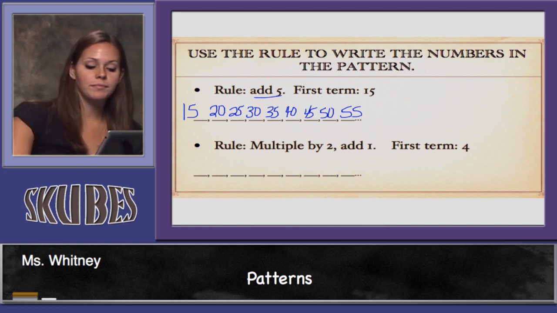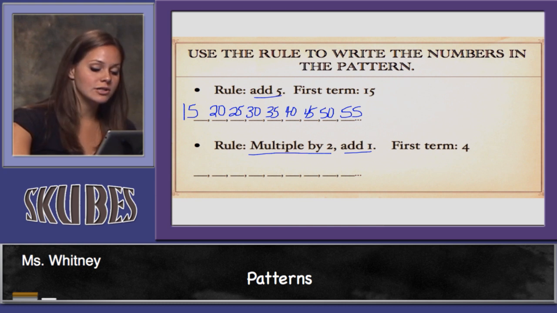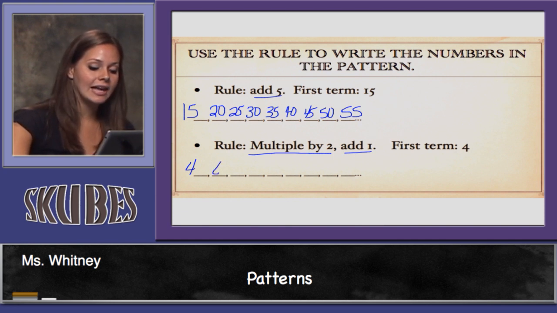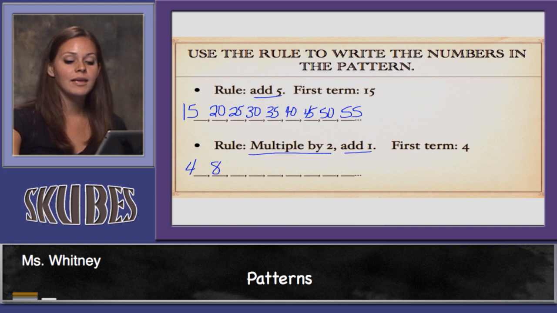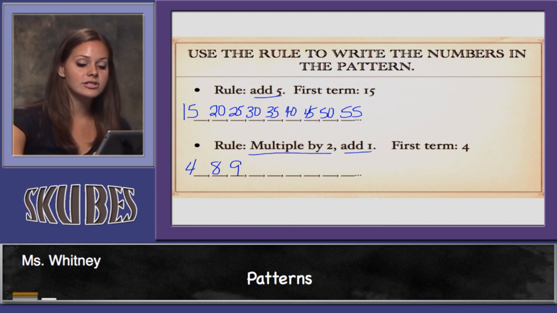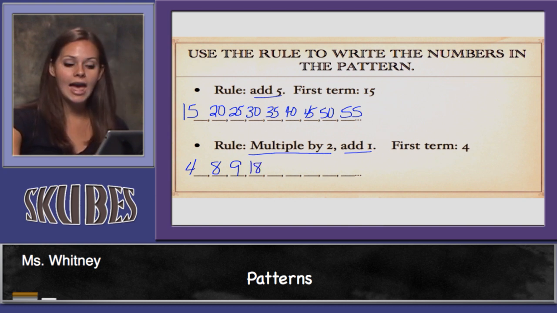Let's try another pattern. The rule says to multiply by 2 and then add 1. My first term is 4, so we'll start at 4. I'll multiply by 2, so 4 times 2 is 8, so my second term is 8. Now I must add 1. 8 plus 1 is 9. Now I'll start again. 9 multiplied by 2 is 18. Then I add 1.